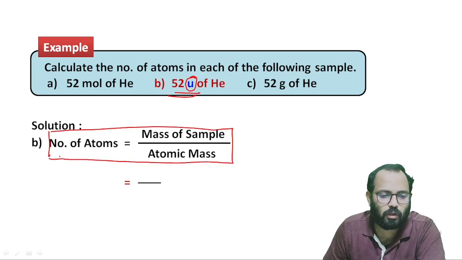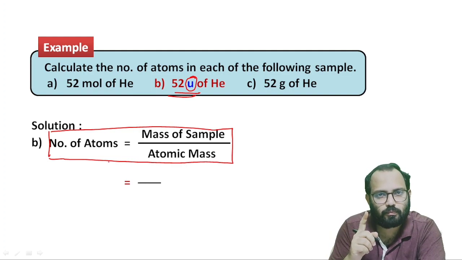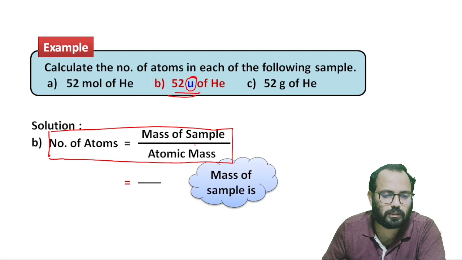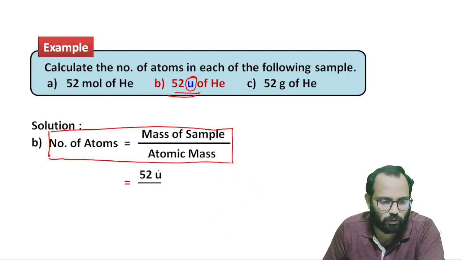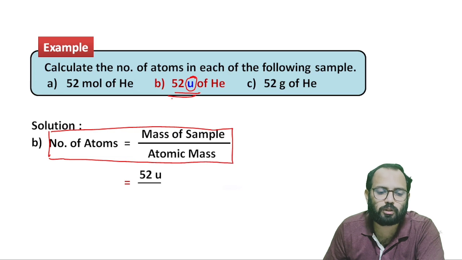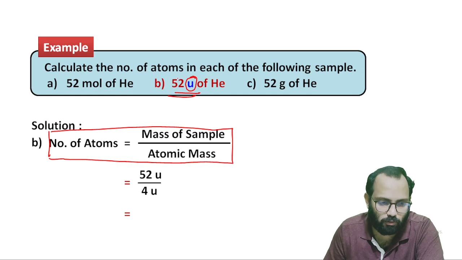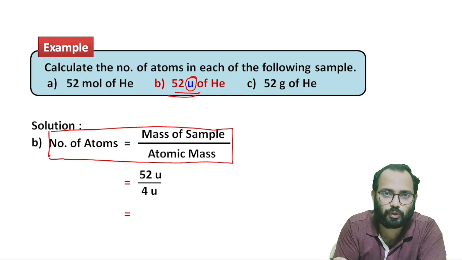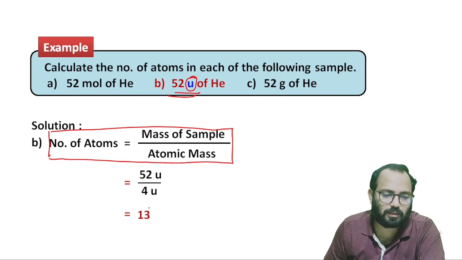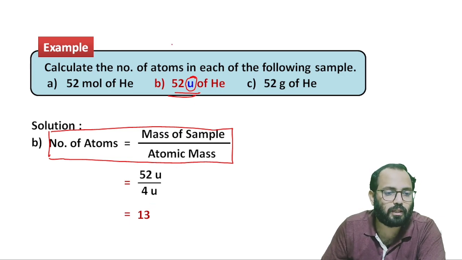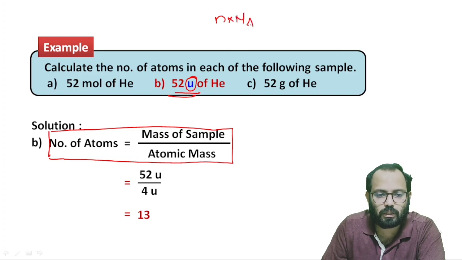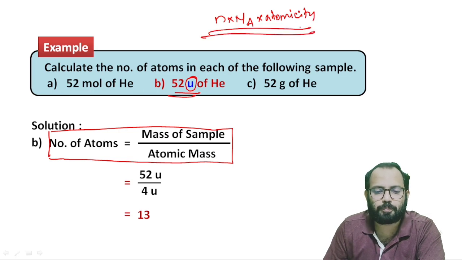Number of atoms is equal to mass of sample by atomic mass. So mass of sample is 52 U, and you substitute that. Atomic mass of helium is going to be 4 U. It's not in gram, it is not in gram per mole. Just remember, if it is in U, everything should be taken in U. 52 by 4, that is 13, will be the number of atoms. So if they have given in U, just substitute, and you'll get the number of atoms. If they have given in grams, then you have to find out n and multiply by atomicity. Just remember this difference.